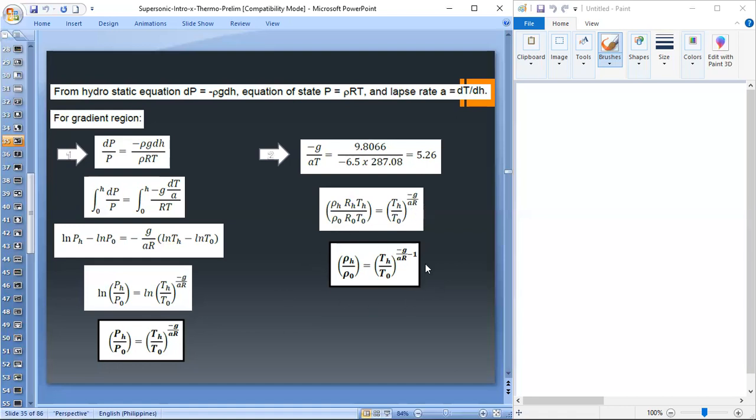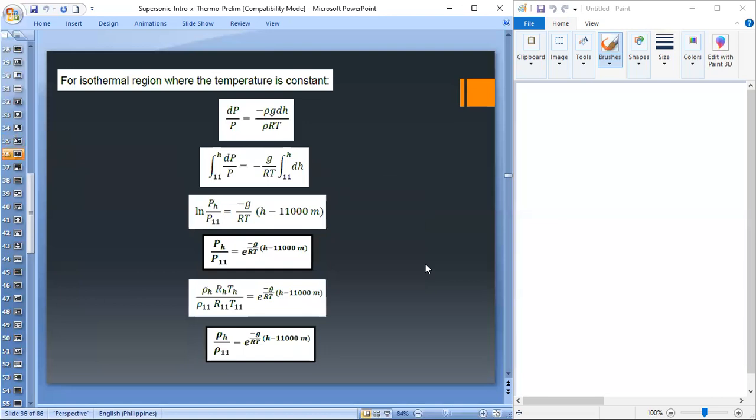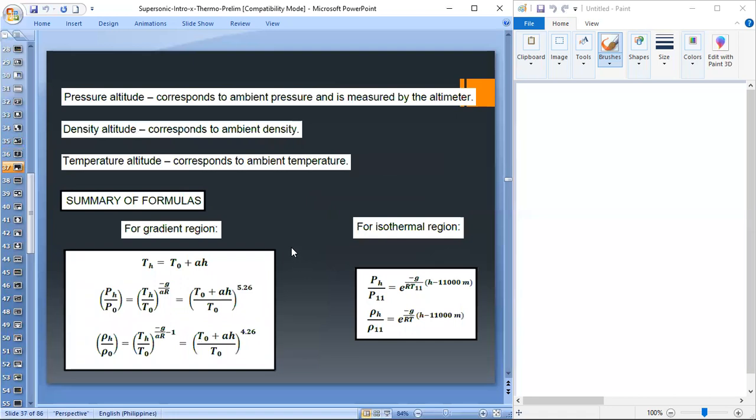Okay? And then, we have sa isothermal region naman where temperature is constant. No? So, yung temperature na ginagamit natin there, isa na lang. Kumbaga, yung sinabi ko kanina, sa constant, sa stratosphere natin. And then, equate na natin yan, lagay natin sa height natin, and then our equation of state. So, makuha natin yung formula for our pressure at isothermal region and our density sa isothermal region. So, basically, recap lang talaga yung basic aerodynamics.